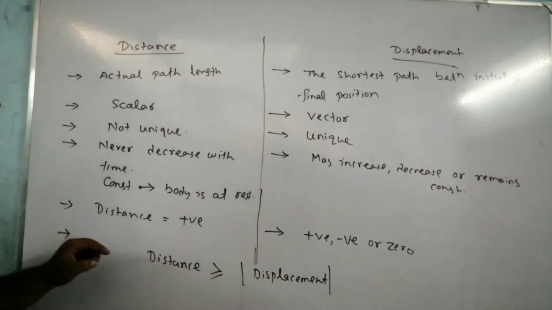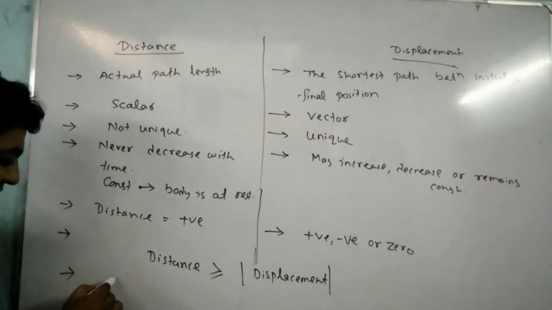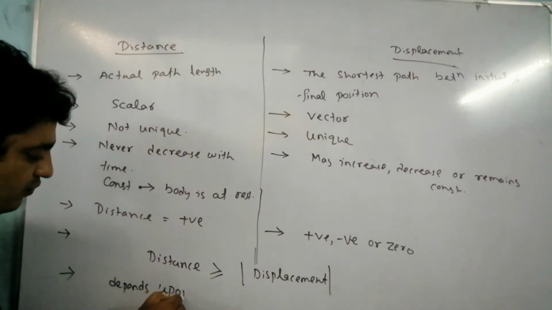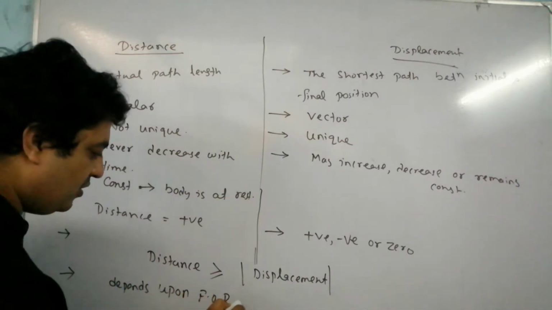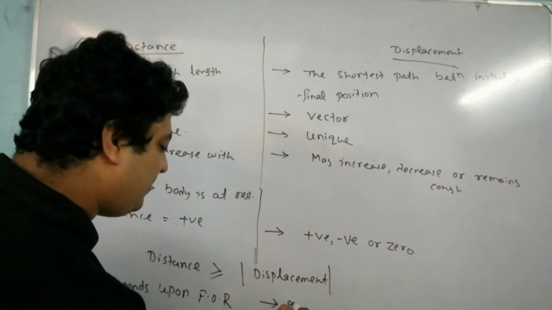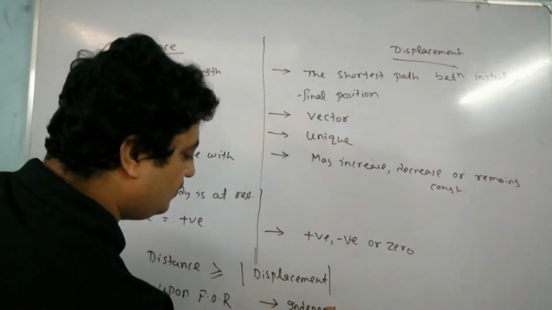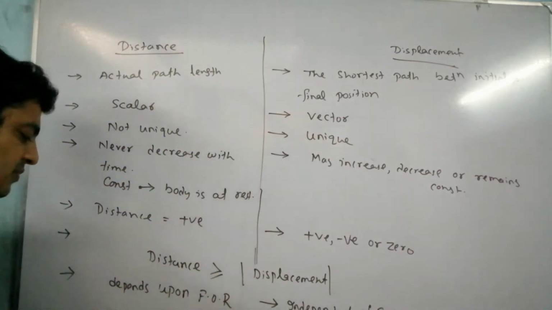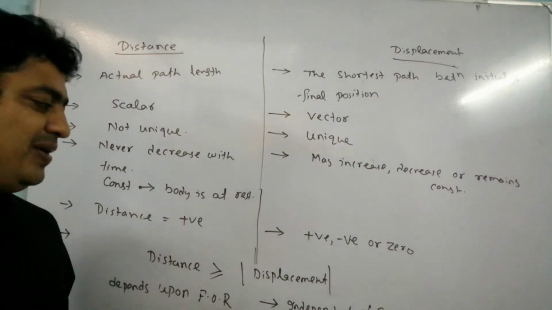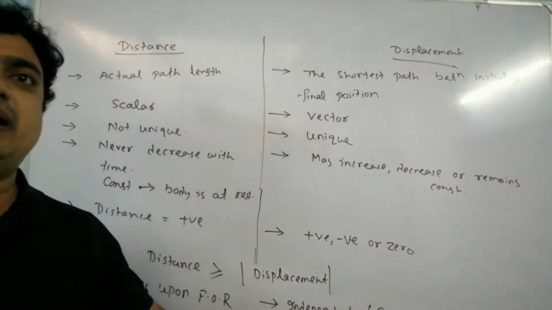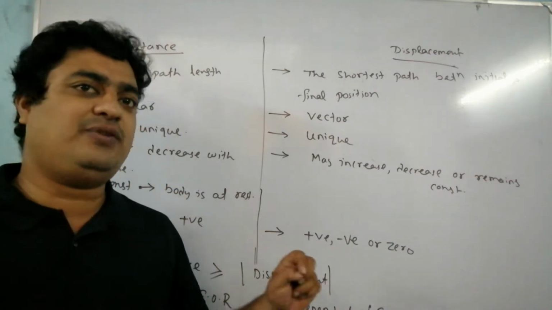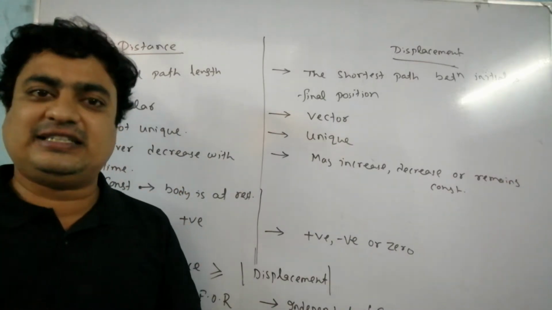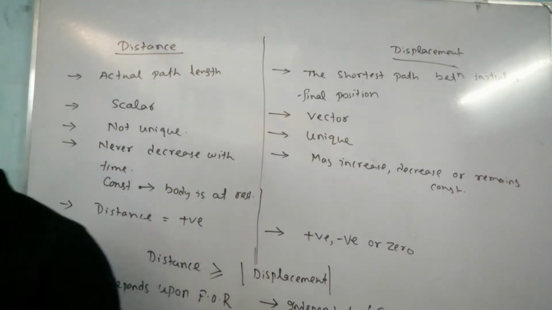The last part is, distance depends upon frame of reference, while displacement is independent of frame of reference. Distance depends upon frame of reference, but displacement is independent of the choice of coordinate system. So this is the basic difference between distance and displacement.